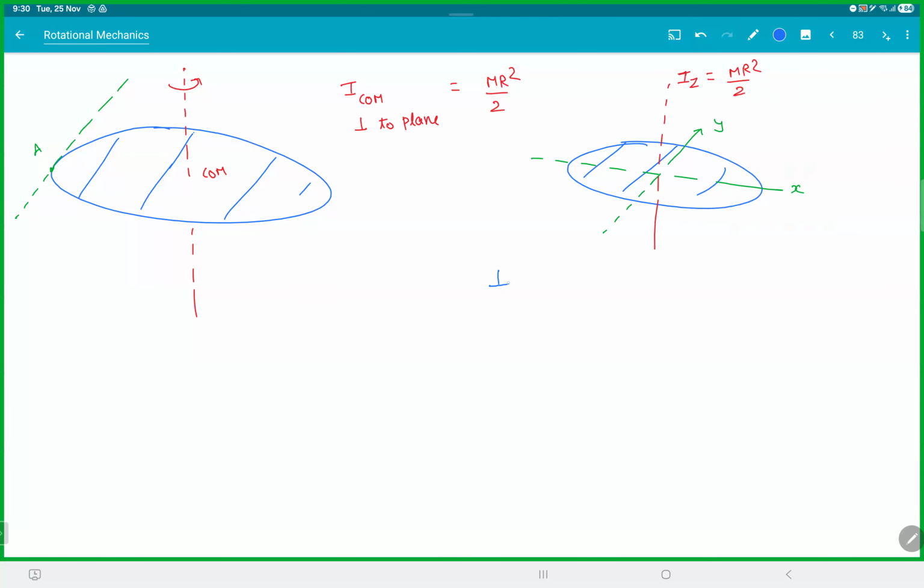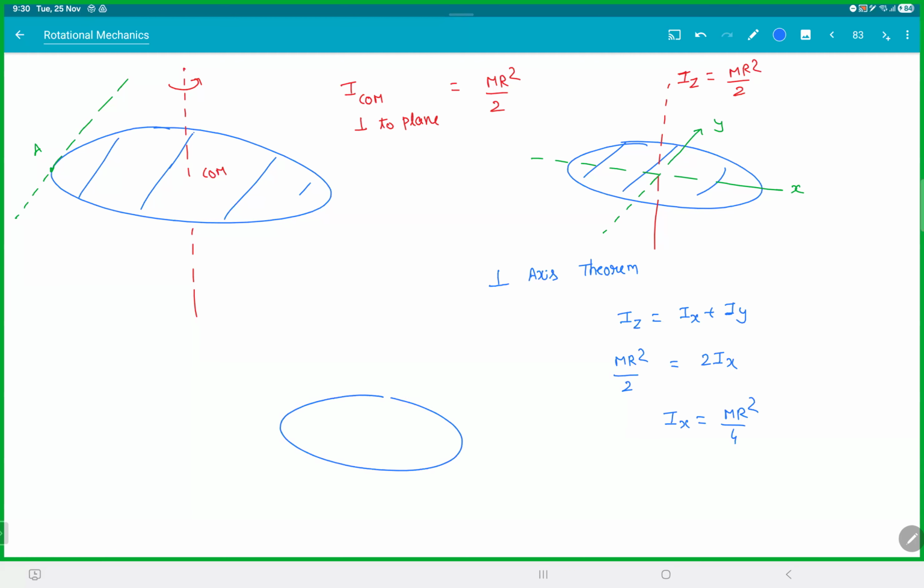So first we are using the perpendicular axis theorem because I need to bring it to the plane. Then we can argue Iz is equal to Ix plus Iy. Then this will be mr square by 2. This will be 2Ix. We just did this. So Ix is equal to mr square by 4. Perfect.